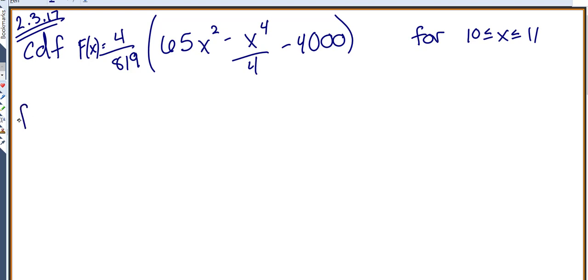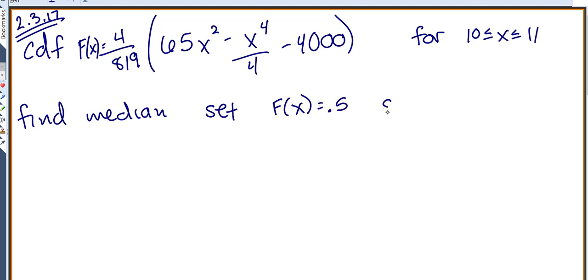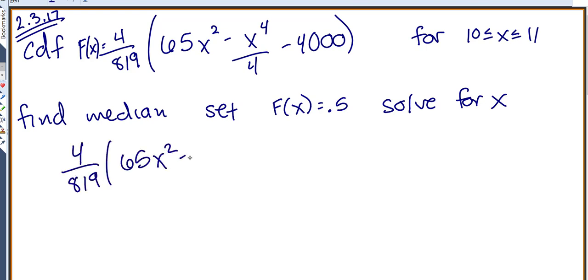So to find the median, that's always where your area equals 0.5. So you set the CDF, capital F of x, equal to 0.5, and solve for x. So we'll have 4 over 819 times 65x squared minus x to the fourth over 4 minus 4,000 equals 0.5.